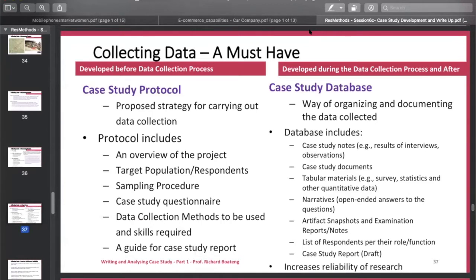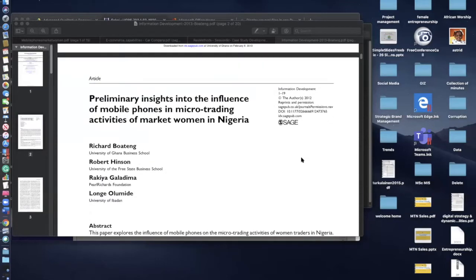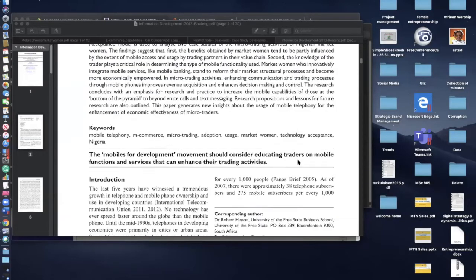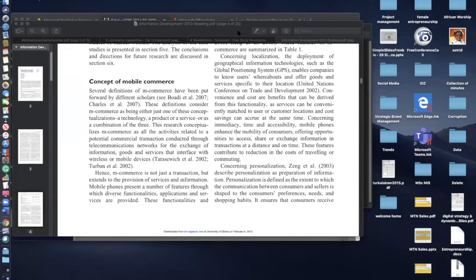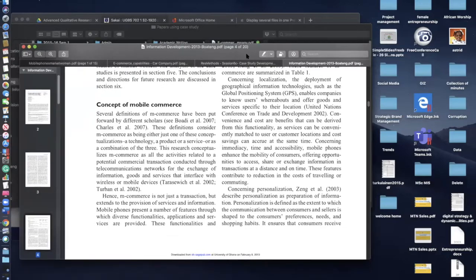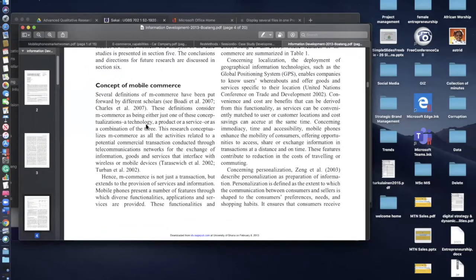Now, I just want to switch to another screen and show you something. The paper I just added, the paper titled Information Development by file name, is on preliminary insights into the influence of mobile phones in micro trading activities of market women in Ghana and Nigeria. So in this particular paper, we conceptualized that we wanted to, wow, I don't think I see my screen. Okay.